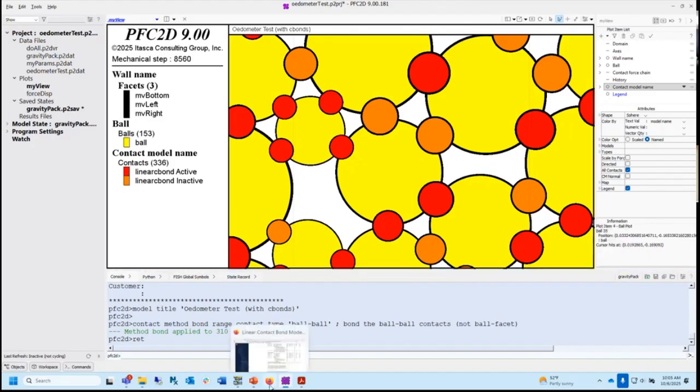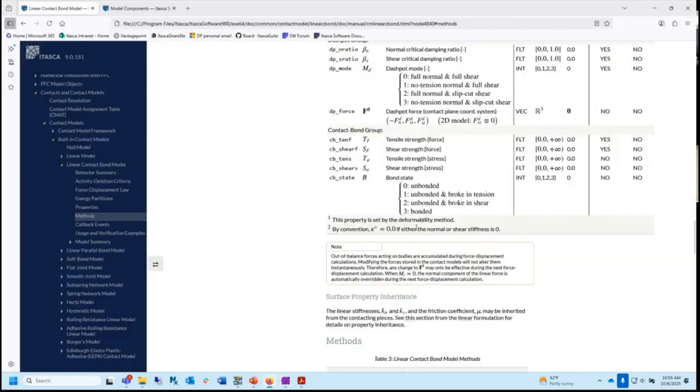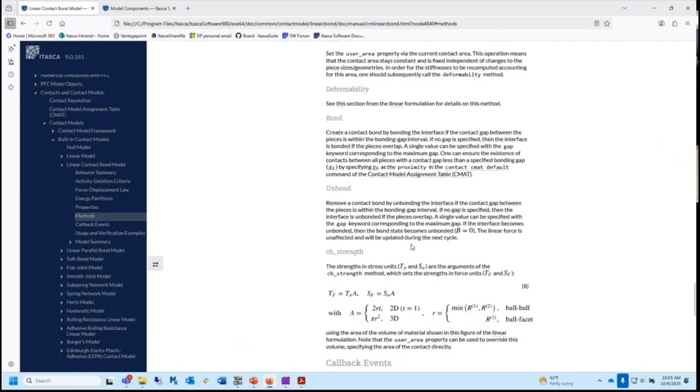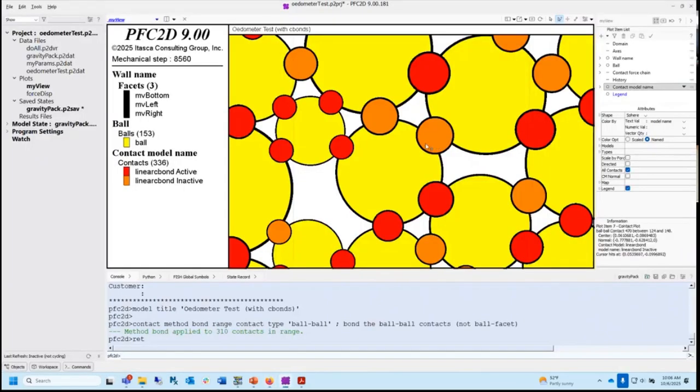But the bond method only bonds them by default. Create a bond by binding the interface if the gap is within a certain interval. If no gap is specified, then the interface is bonded only if the pieces overlap. Okay? So that means these guys are not bonded, but they're still ready to go. So when I push this thing, these guys come into contact, and that's why they're unbonded. Are you with me?